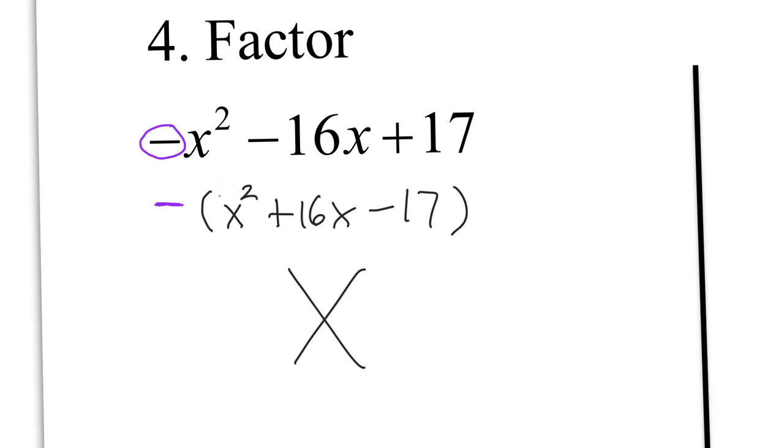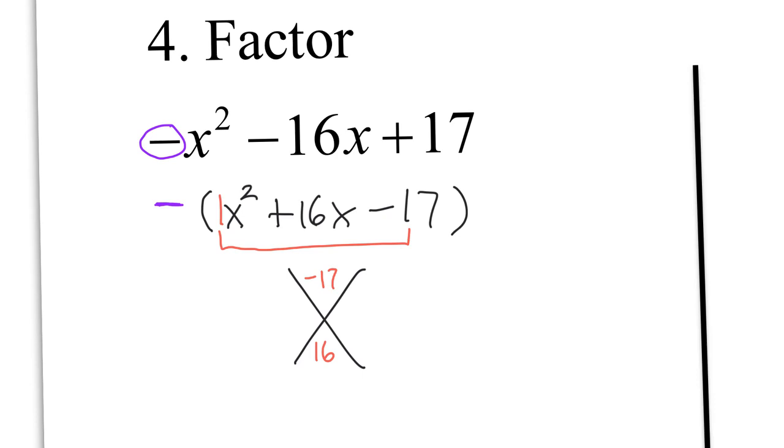And we do have an invisible 1a times negative 17. And remember, I told you guys at the beginning of the video, a is going to be 1 for this section, for this video. The next section, a is not going to be 1. But we are going to multiply 1 right now by negative 17. That's negative 17. And 16 is your b value.